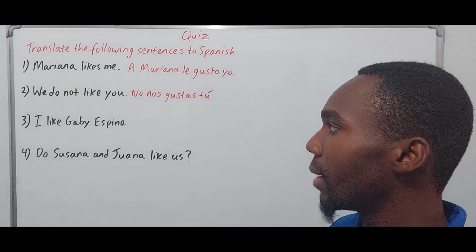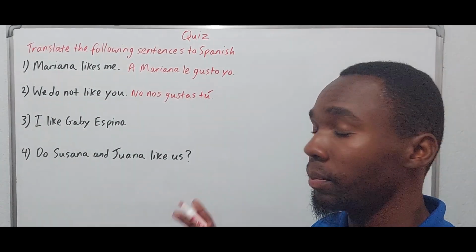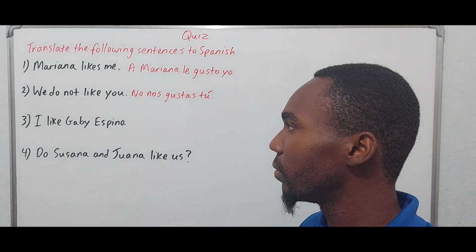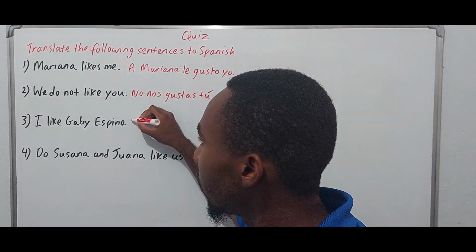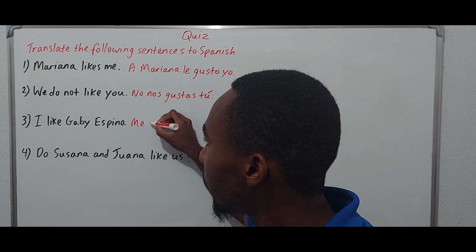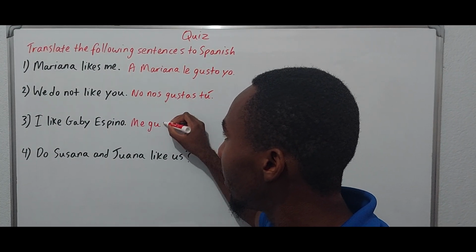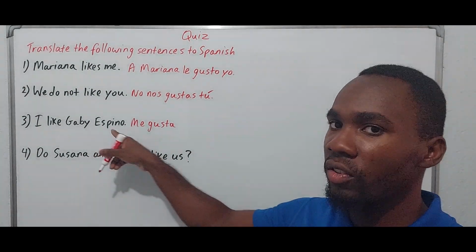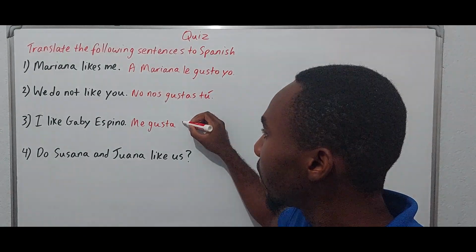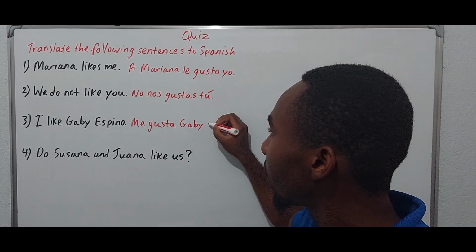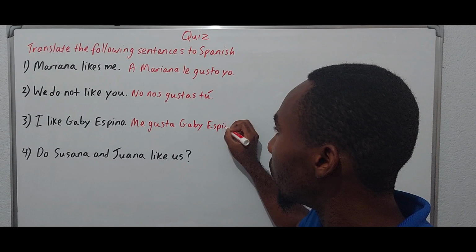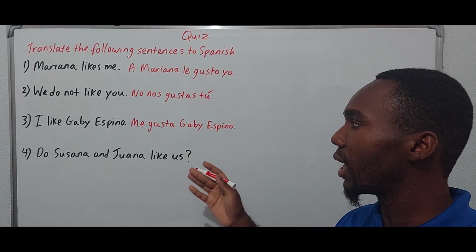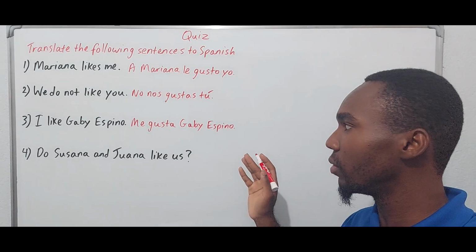Tres, I like Gabby Espino. Me gusta, because Gabby Espino will be third person singular. Me gusta Gabby Espino. We could also say, a mí me gusta Gabby Espino.